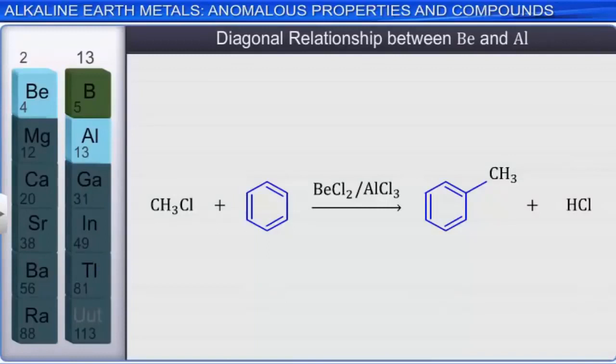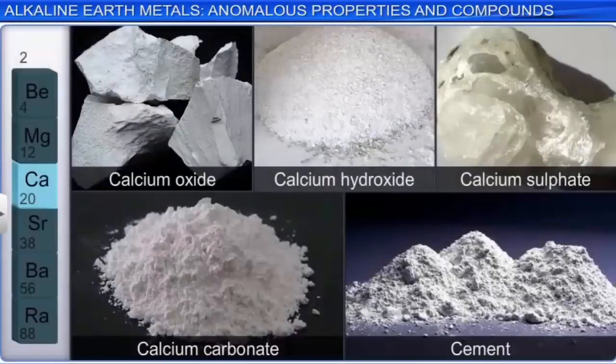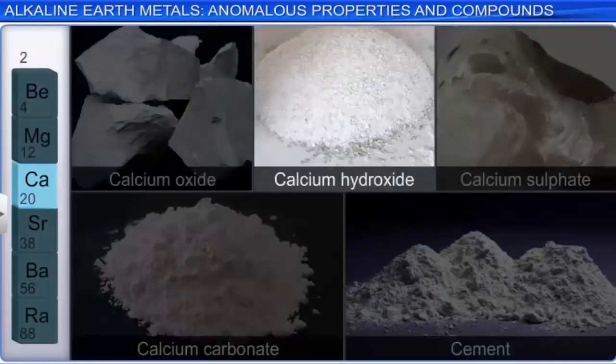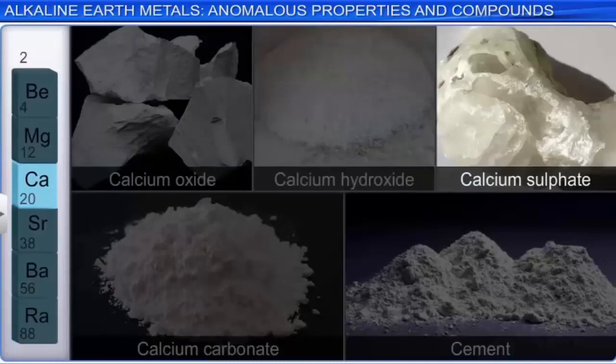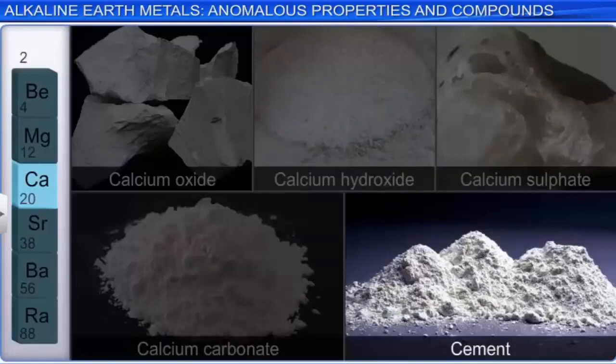Next, we will consider some important compounds of calcium: calcium oxide, calcium hydroxide, calcium sulfate, calcium carbonate, and cement. Calcium oxide, which has the chemical formula CaO, is commonly known as quicklime. Calcium oxide is a white, amorphous solid with a melting point of 2870 Kelvin.